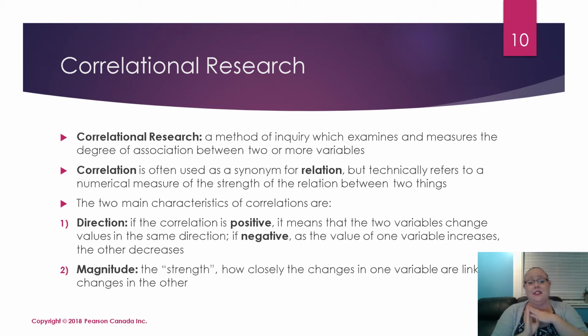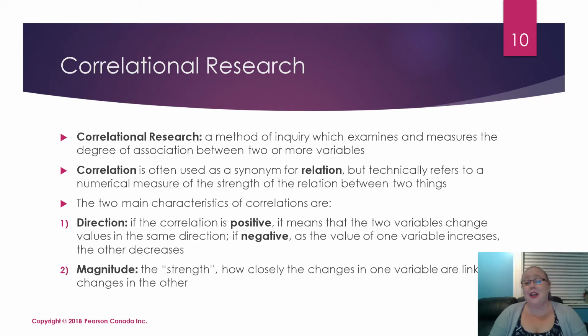So correlation is often used as a synonym for relation. People say if something's correlated, then it's related. But technically, the word correlation refers to a numerical measure of the strength of relation between the two things. So yes, there is a relationship there, but the correlation is going to tell us how strong that relationship is.